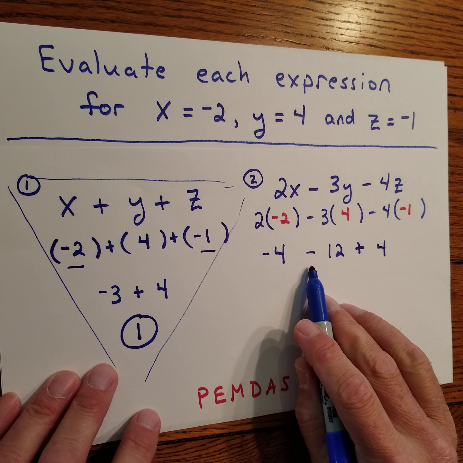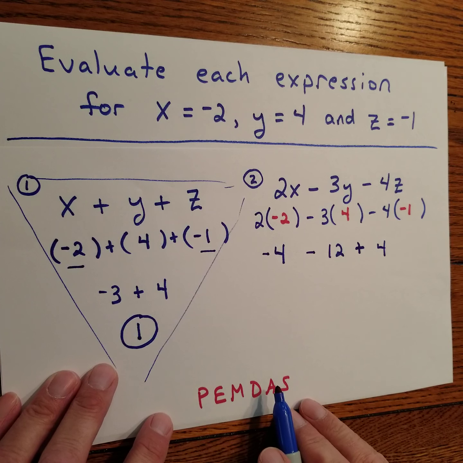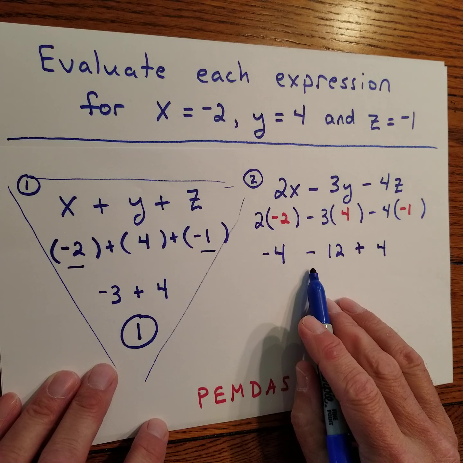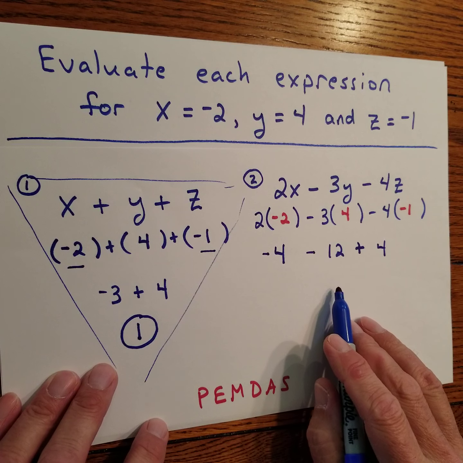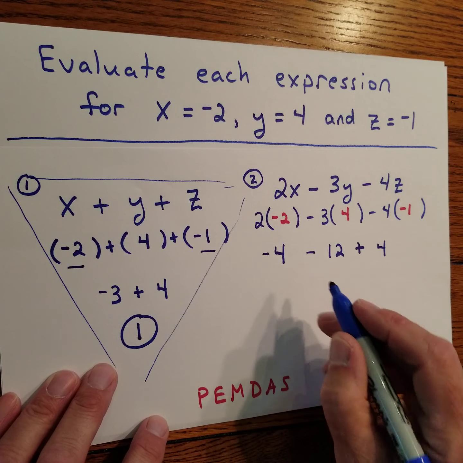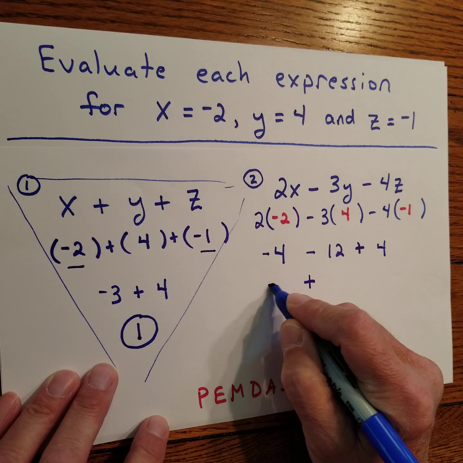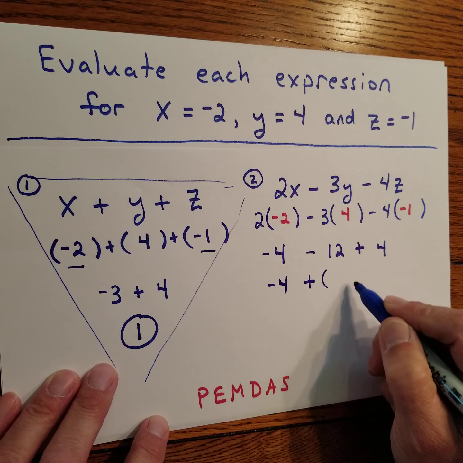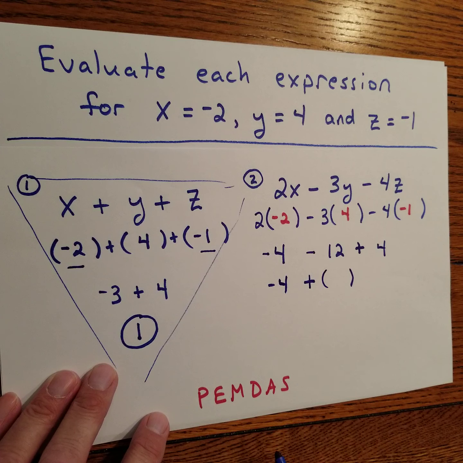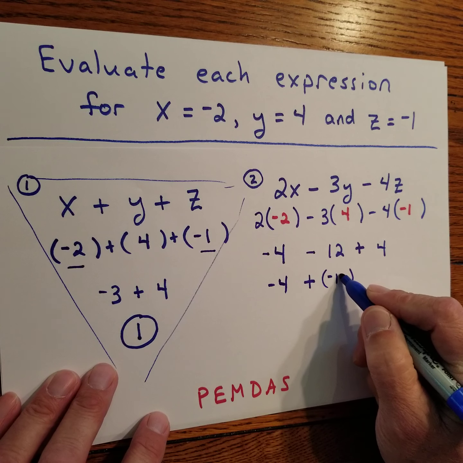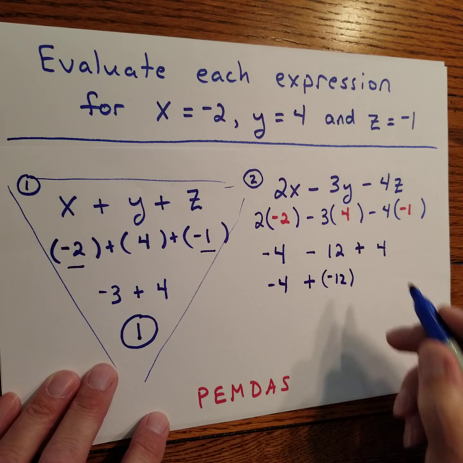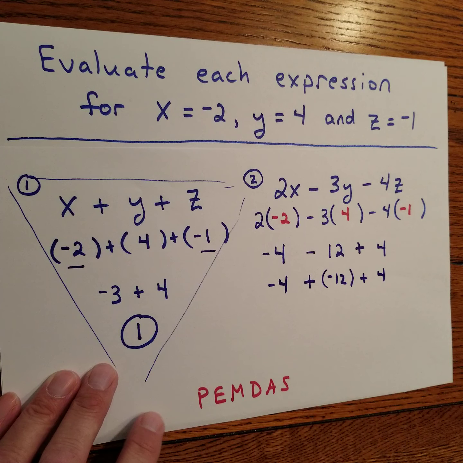Now I've got subtraction and addition. If you like, let's change subtraction to addition of the opposite. When we subtract, we add the first number to the opposite of the second number. The opposite of positive 12 is -12. Copy that plus 4.